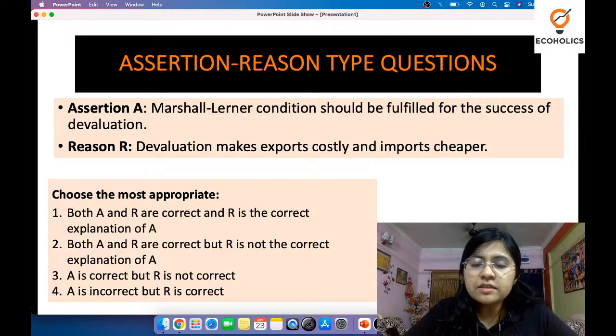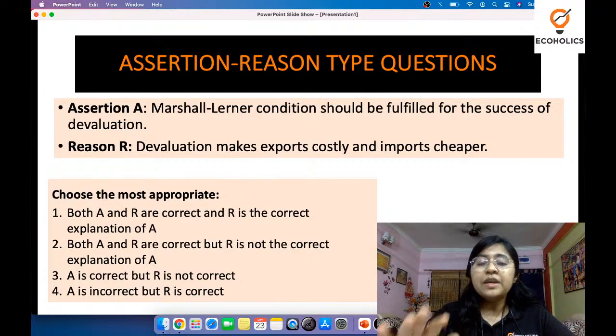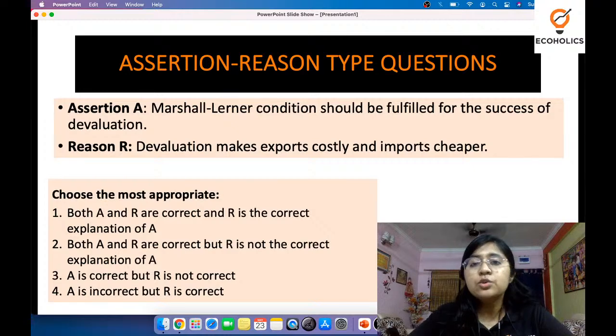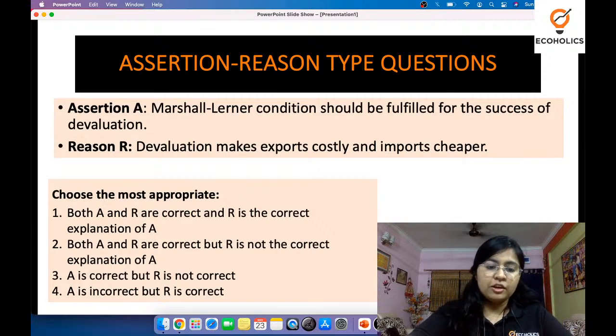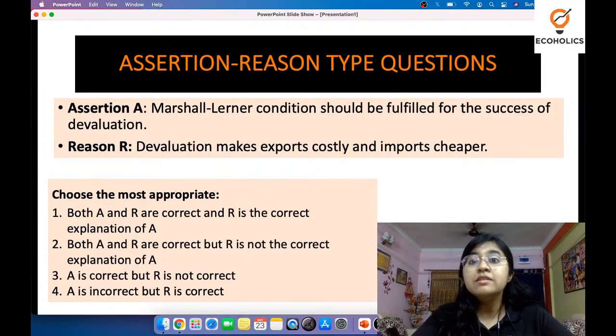So when the elasticities of your export and import together are greater than 1, then we consider that the devaluation is going to decrease the BOP deficits, only then. Otherwise, it is going to be unfavorable. So, Marshall-Lerner condition definitely should be fulfilled for the success of devaluation is a correct assertion.